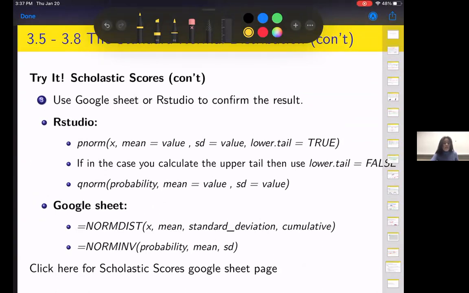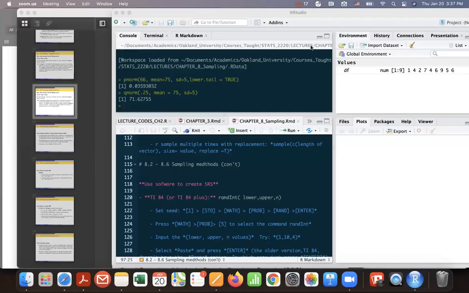I'm going to share my screen with you. I'll share the whole screen so I don't have to keep sharing. All right, right here, RStudio. So let me check number 1. They give me the score and I want the probability. I want P, right?